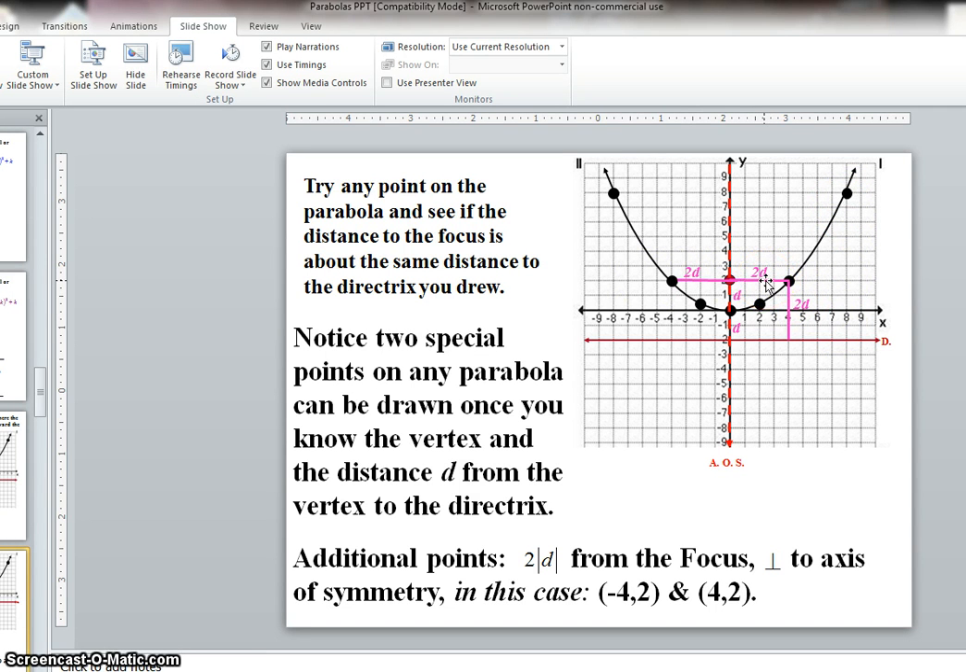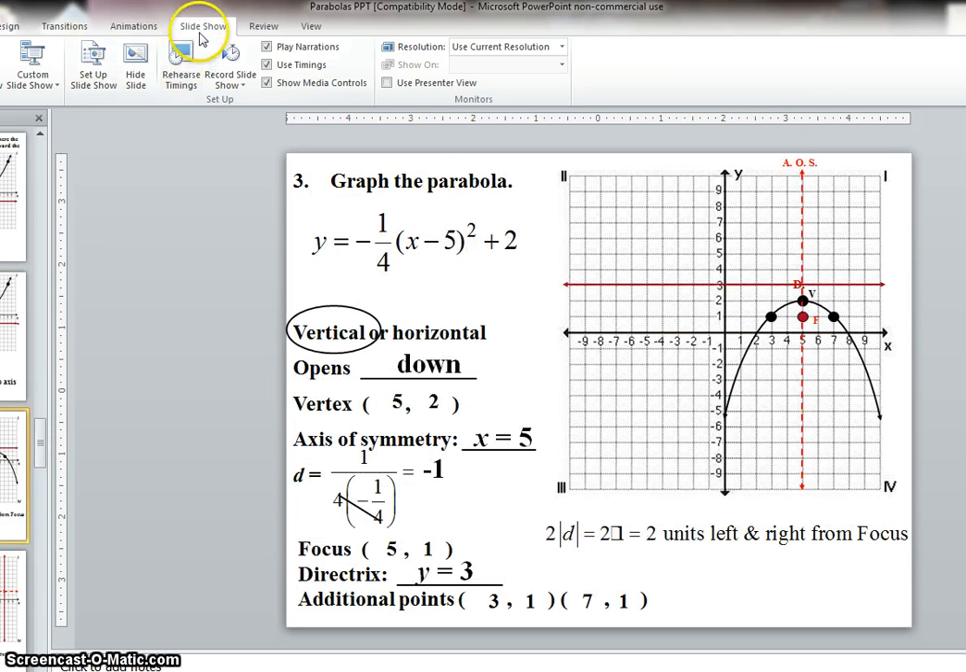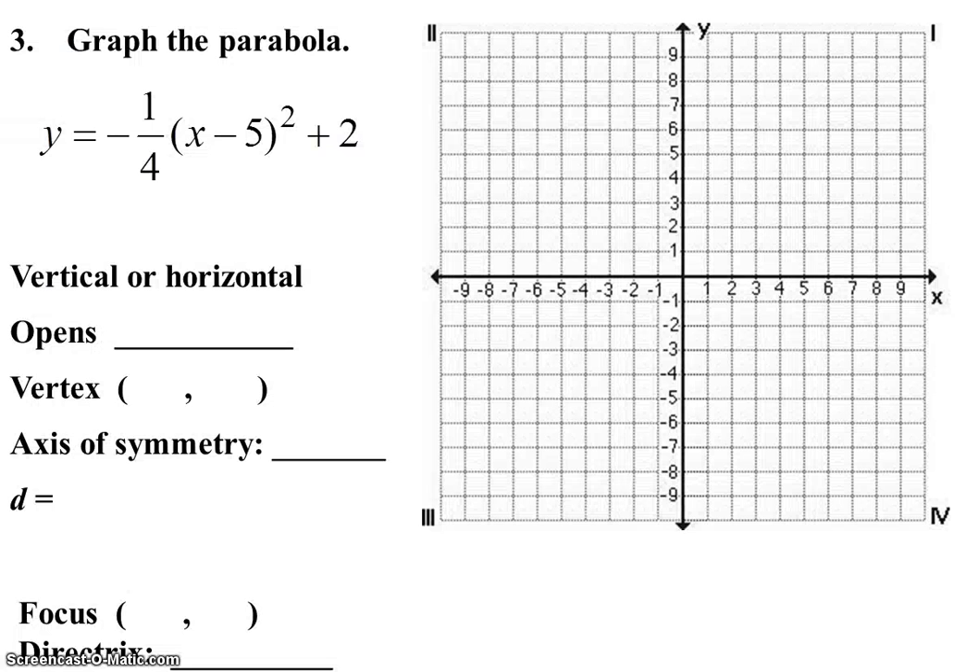So if you know the vertex and those 2 additional points, you can graph the parabola and not have to make a table of values. Okay, so that was the whole idea behind this. So let's go to it. I'm going to jump to the first graphing example, and I'll put it back in slideshow mode so you can see it step by step.